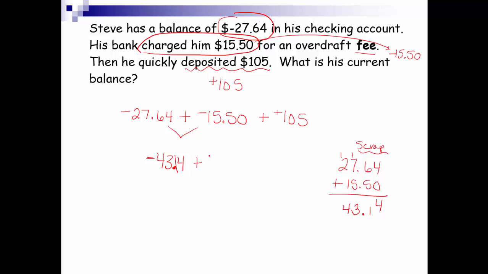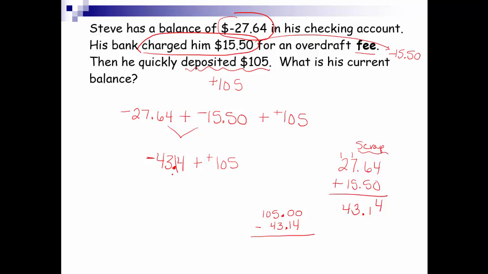At that point, I need to add on the 105. Then I'm going to look at this and ask, are those signs the same or are those signs different? Well, our signs are different now, so I'll find the difference. So my scrap work off to the side is going to be finding the difference. 105 minus 43.14. Again, with adding and subtracting, we have to line up our decimal points. If there's no decimal point with that 105, I know it's 105.00.